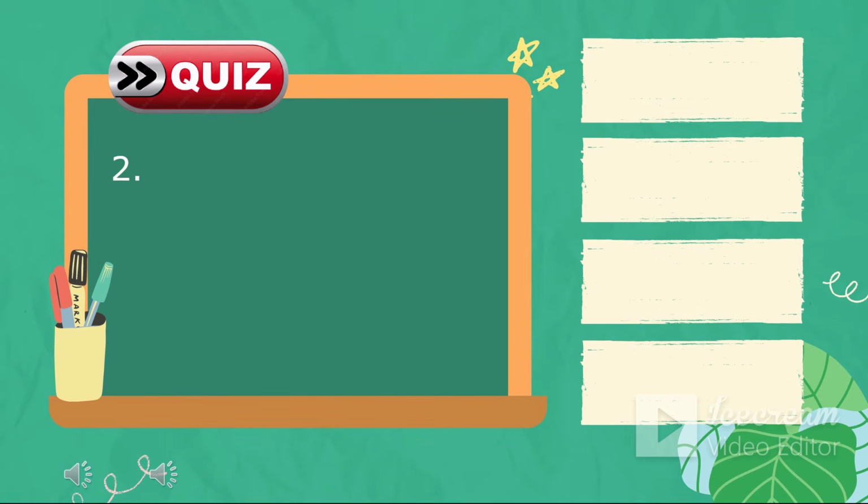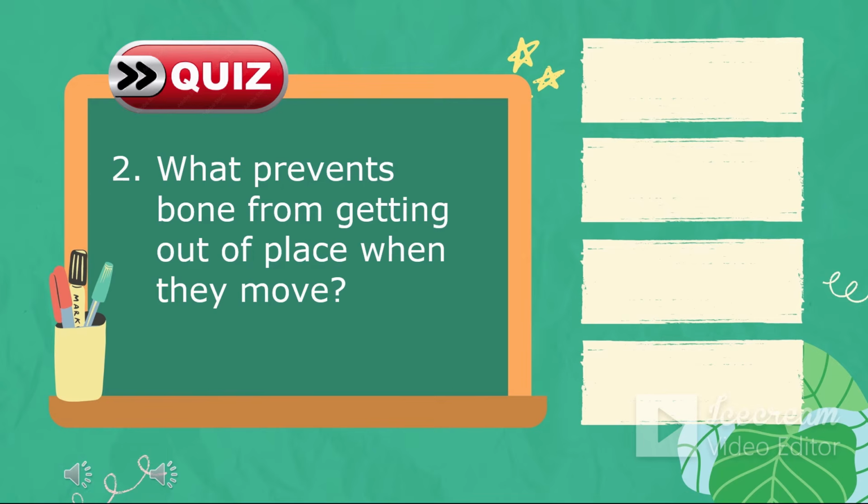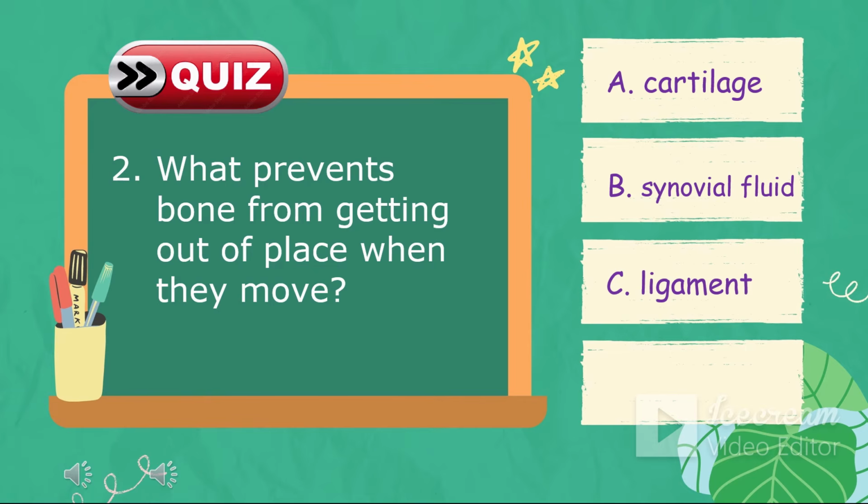Number 2. What prevents bones from getting out of place when they move? A. Cartilage. B. Synovial fluid. C. Ligament. D. Tendon. The correct answer is letter C. Ligament.